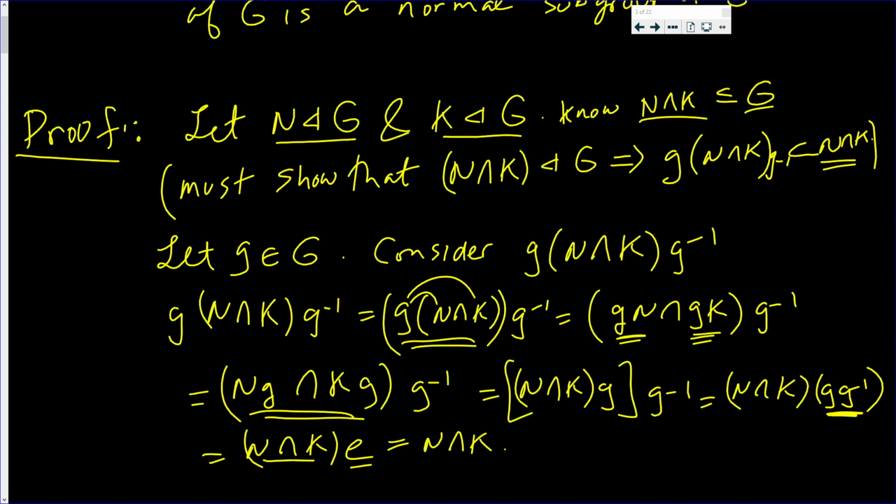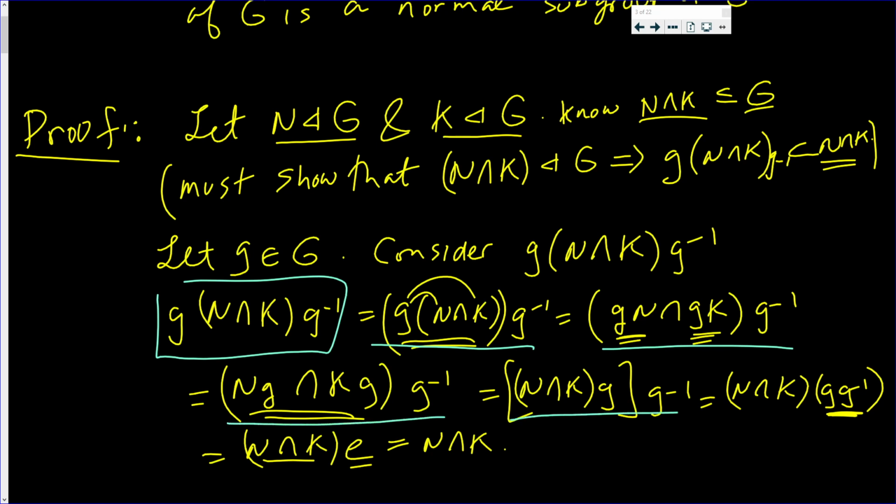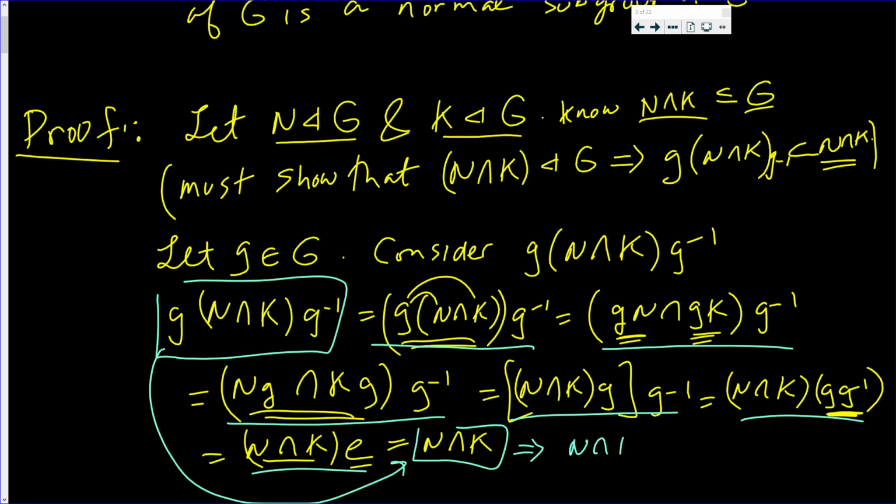Okay, so let's see. I started off with this, I showed it equals this, which equals that, and that, and finally that. This is equal to that. That implies that N intersect K is 100% normal in the group G. And as a result, that completes this proof.